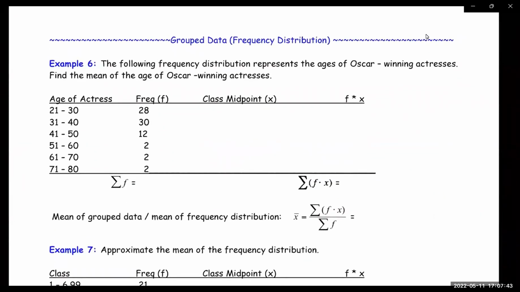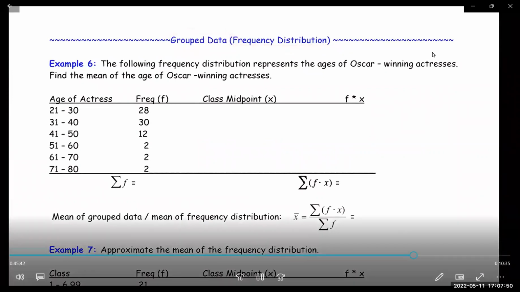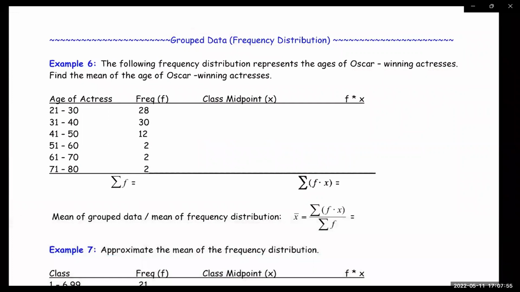So this is called group data, frequency distribution. It says the following frequency distribution represents the ages of Oscar-winning actresses. Find the mean of the age of Oscar-winning actresses. All right, so let's see how we can find the mean. We know that 28 are between ages 21 and 30, 30 are between 31 and 40, and so on. So first let's find the sum of the frequencies.